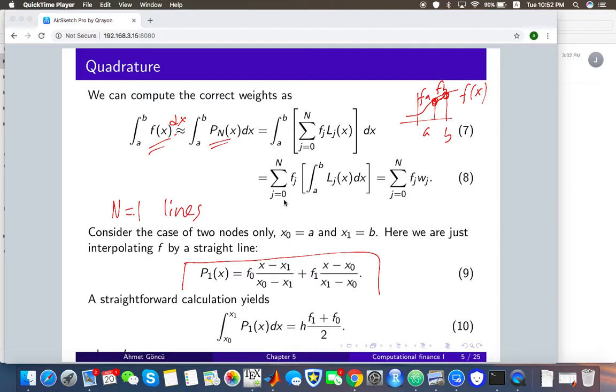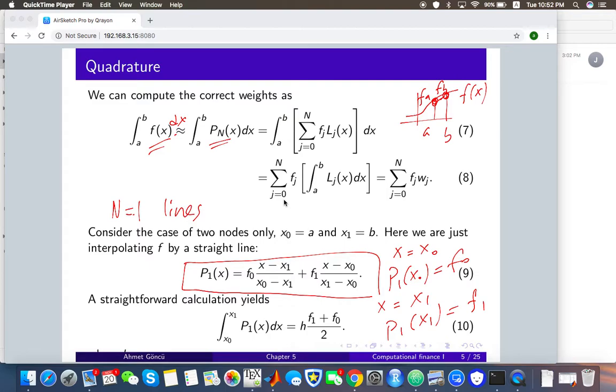You can easily verify that if x equals x0 in this representation, this term will cancel out and you will get f0. So you can try that. If x equals x0, p1 of x0 is going to give you f0. And similarly, if x equals x1, p1 of x1 is going to give you f1, as expected. So in other words, by using this representation, we have successfully written the equation of the line that passes through these 2 points A and B.